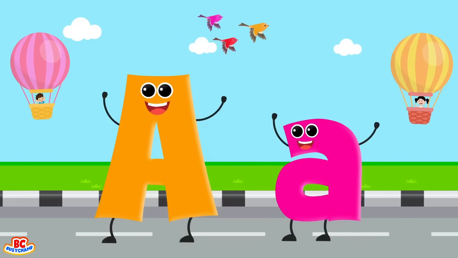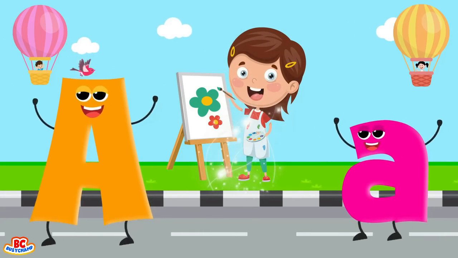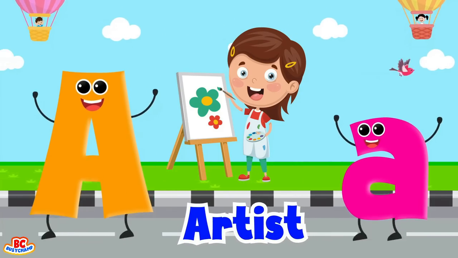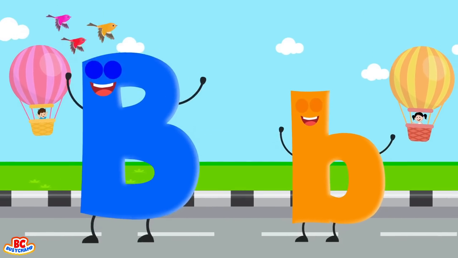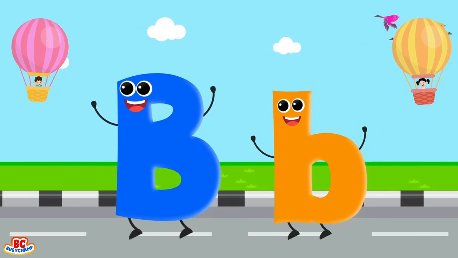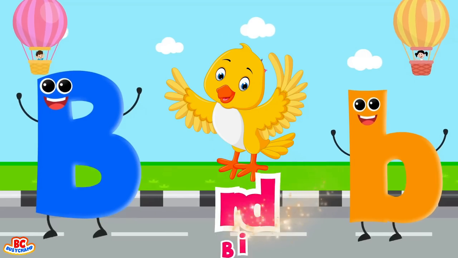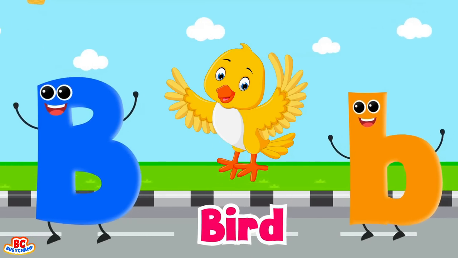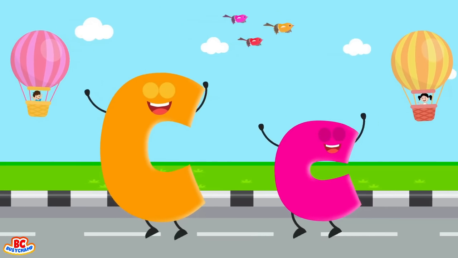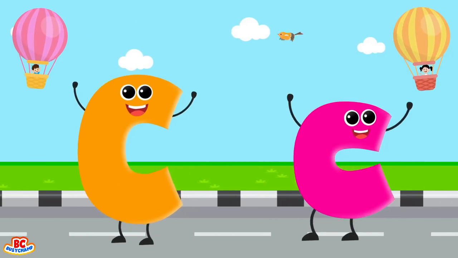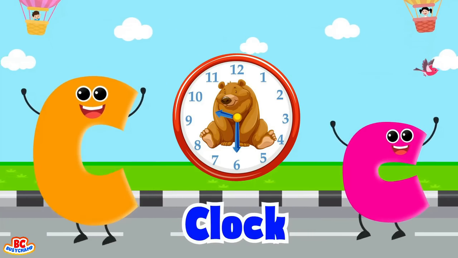A. The sound of letter A is A. A is for artist. B. The sound of letter B is B. B is for bird. C. The sound of letter C is K. C is for clock.